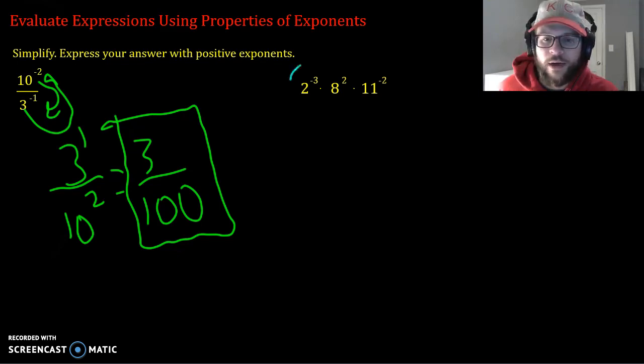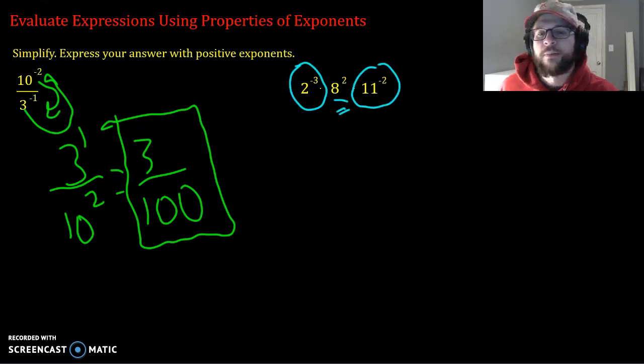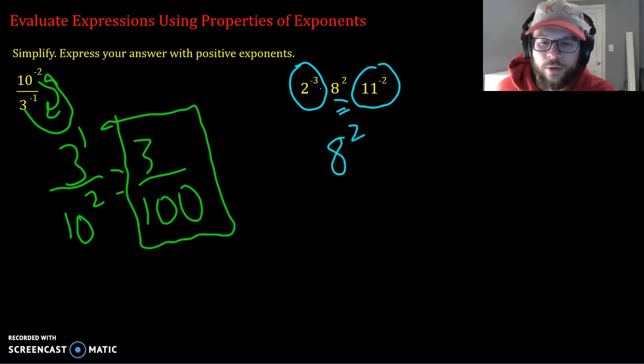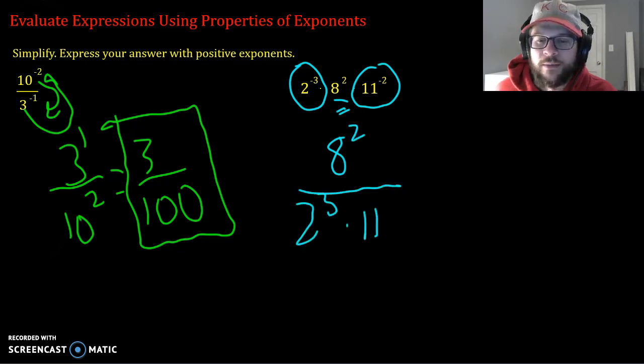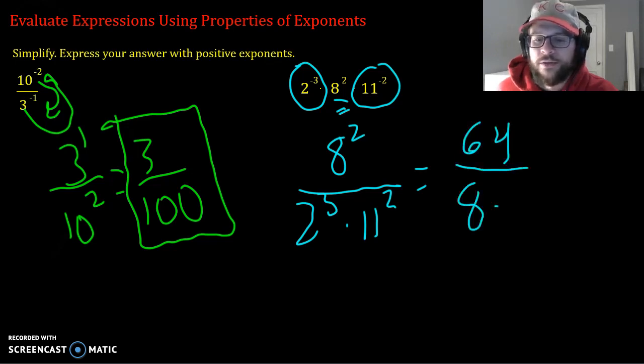Again, we're going to take care of our negative exponents by moving those to the denominator, and that positive 8 to the positive 2 power stays exactly where it is. So that's going to be my new numerator. And on bottom, we're going to have 2 to the third power times 11 squared. Now we know that 8 squared is 64, 8 times 8. 2 to the third power, or 2 times itself 3 times, is 8. And 11 squared is 121.